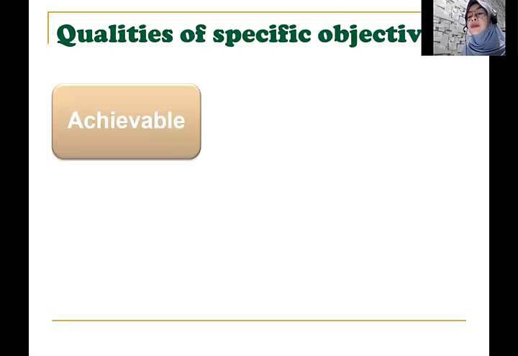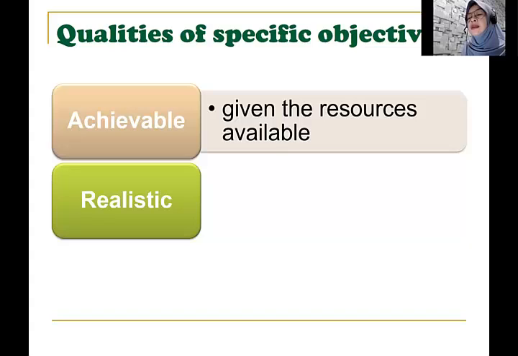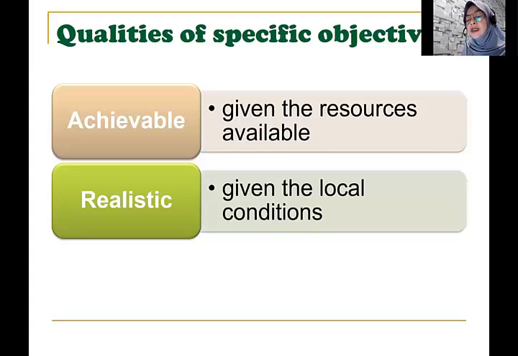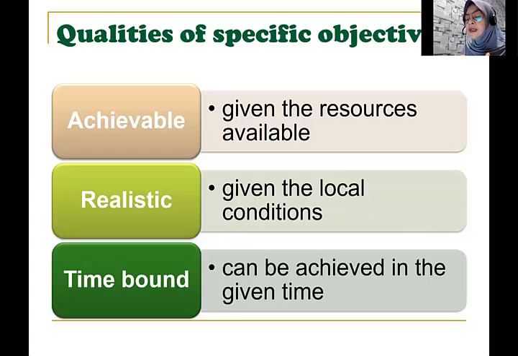That must be achievable. Given the resources available, you can achieve the result. Realistic. Given the local condition, that means it is realistic to do this research. Time-bound, can be achieved in the given time. For example, in your case, as a PhD student, your standard time is 3 years. So make sure that your research can be finished in 3 years. That means you can have your viva within 3 years.